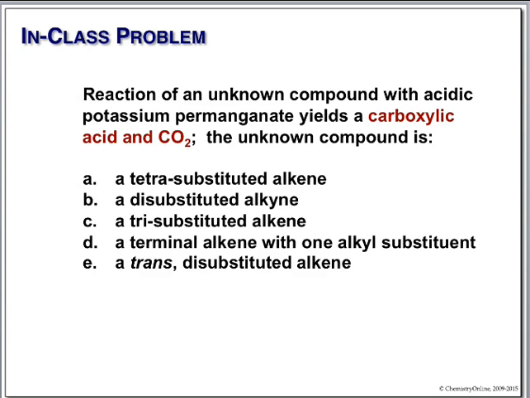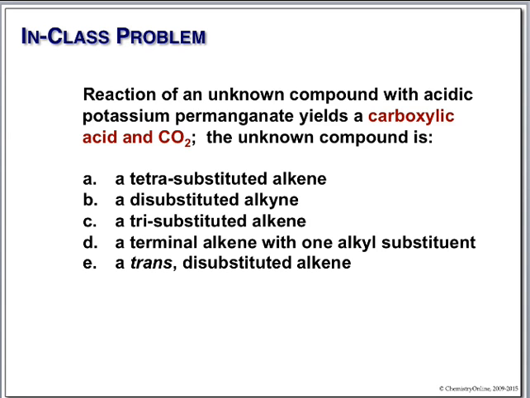Reaction of an unknown compound with acidic potassium permanganate gives us a carboxylic acid and CO2. What is our unknown compound? Now, what in the world does acidic permanganate do? It splits carbon-carbon double bonds, doesn't it? It splits them. Now, what do we know about the products in this distribution?